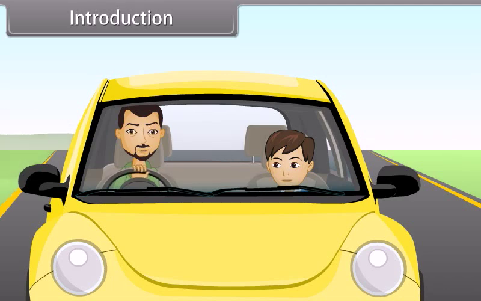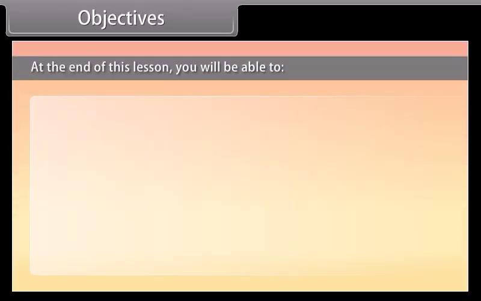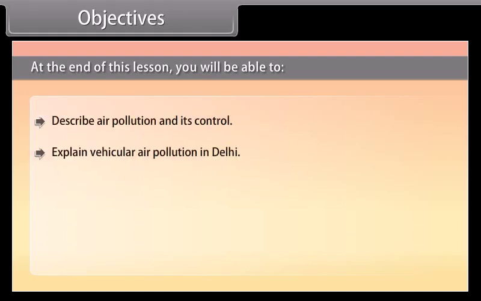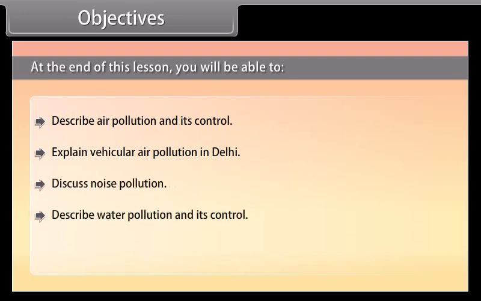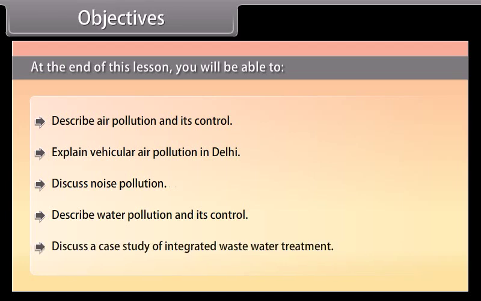In this lesson, you will learn about air and water pollution. Objectives. At the end of this lesson, you'll be able to describe air pollution and its control, explain vehicular air pollution in Delhi, discuss noise pollution, describe water pollution and its control, and discuss a case study of integrated waste-water treatment.